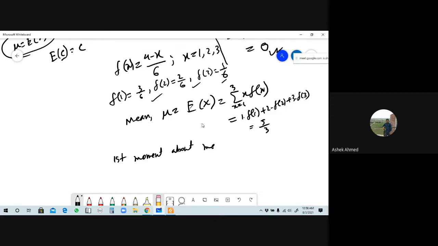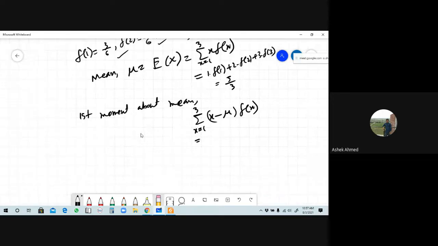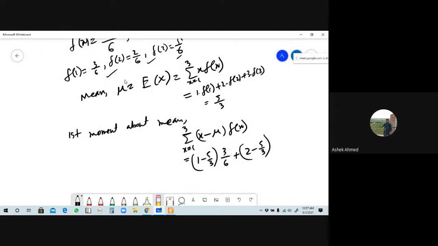About mean, this will be the summation of x minus mu into f of x, where the values of x go from 1 up to 3. If you take x equals 1 and mu is 5 by 3, this will be 1 minus 5 by 3 into f of 1, which was 3 by 6, plus 2 minus 5 by 3 into f of 2, which is 2 by 6. Another term: if you take x equals 3, it is 3 minus 5 by 3 into f of 3, which is 1 by 6.